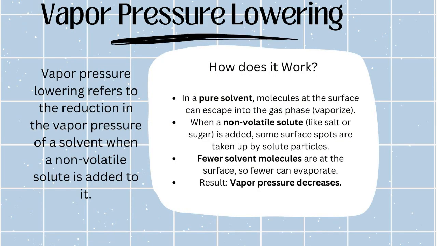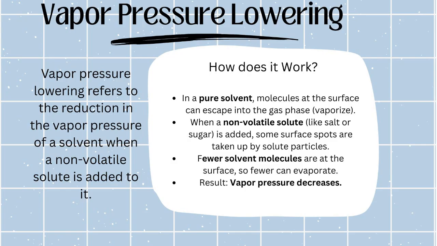Vapor pressure lowering refers to the reduction of the vapor pressure of a solvent when you add a non-volatile solute into it. Wait, that sounds very complicated. So let us break it down into its processes. For example, in a pure solvent like water, molecules at the surface have enough energy to escape into the gas phase. This process is called vaporization, and it creates vapor pressure, the pressure from the gas molecules above the liquid.